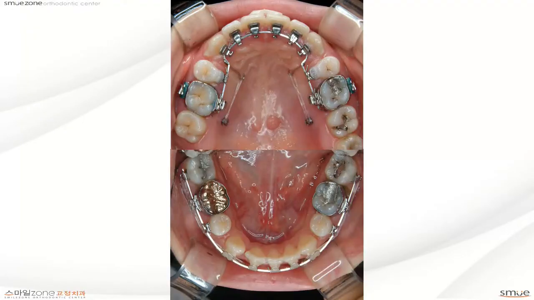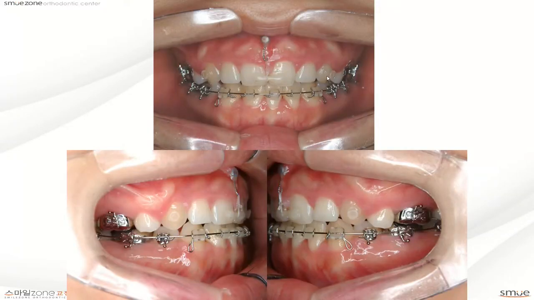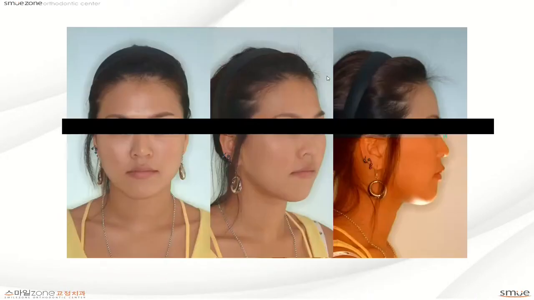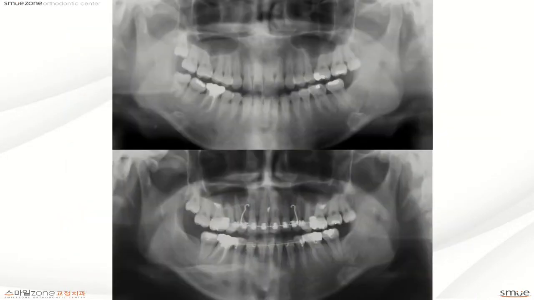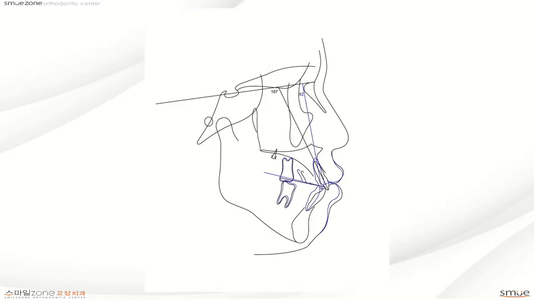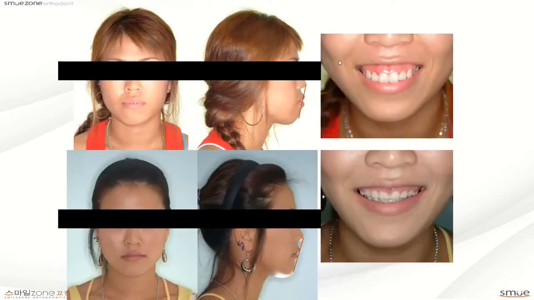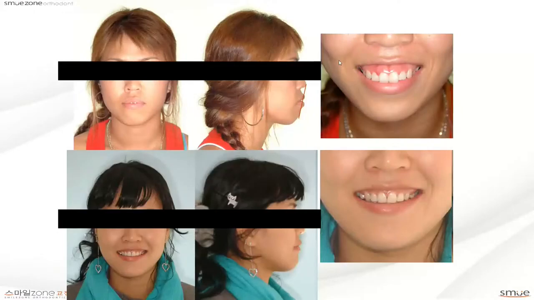And the retraction and intrusion take place at the same time. Дальше происходит ретракция, интрузия одновременно. And finally, we got the intrusion and retraction at the same time. Обратите внимание, у нас происходит и интрузия, и ретракция, дистализация. So this is before and after comparison. До и после сравнения. Gummy smile improved a lot. Десневая улыбка очень сильно улучшилась.